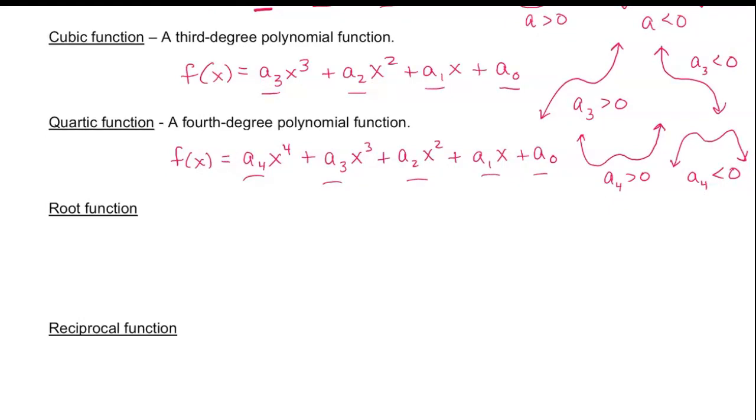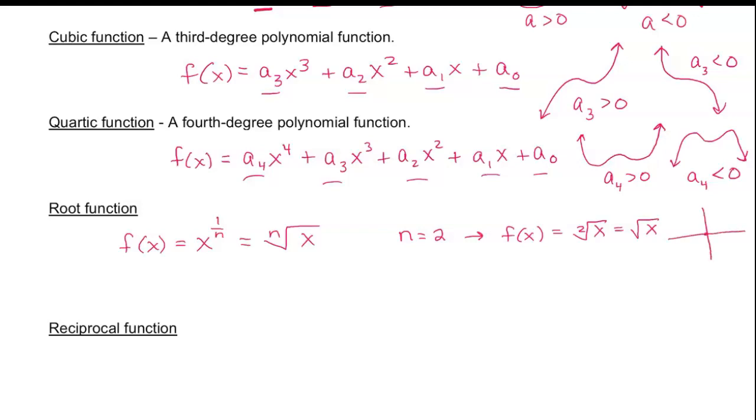A root function is a function of the form x to the 1 over n, where n is an integer. So you might be more familiar with seeing it as the nth root of x from algebra, meaning if n were equal to 2, that means f of x would be the second root of x, which is the same as the square root of x. And the graph of the square root of x, you should know, the basic graph starts at the origin and increases from there.